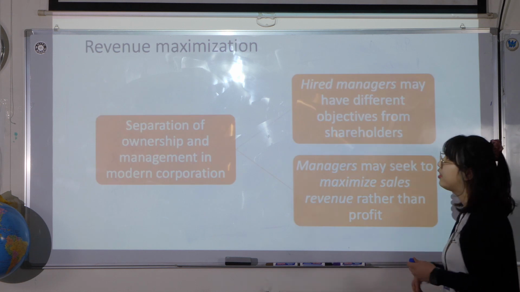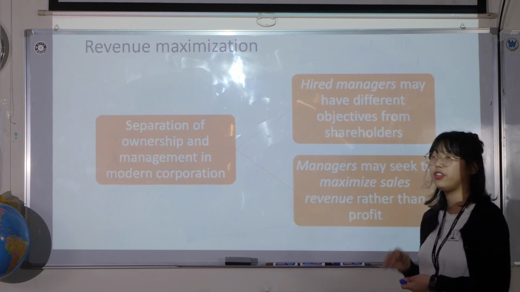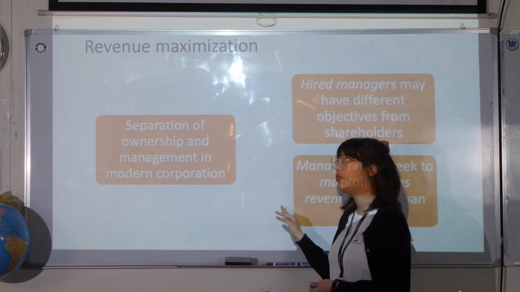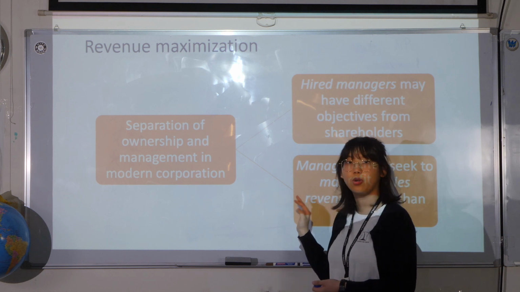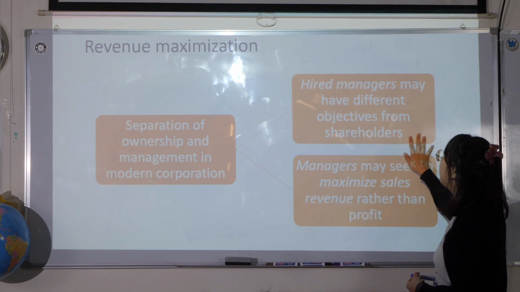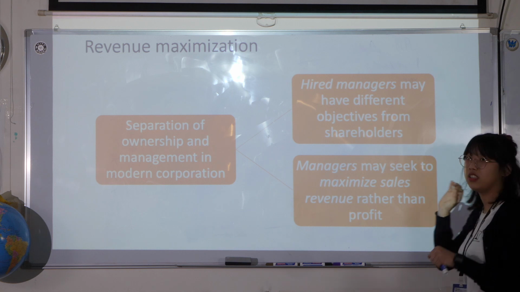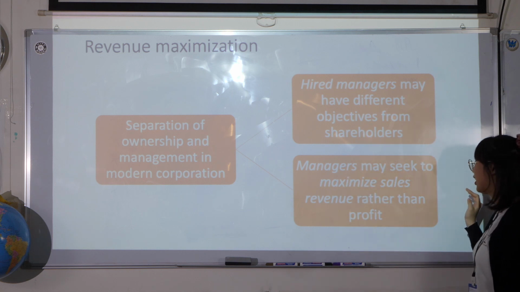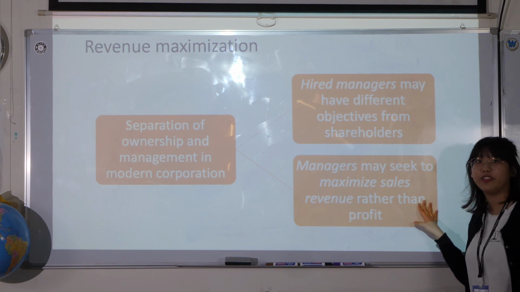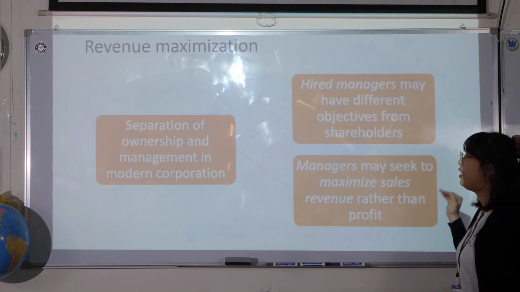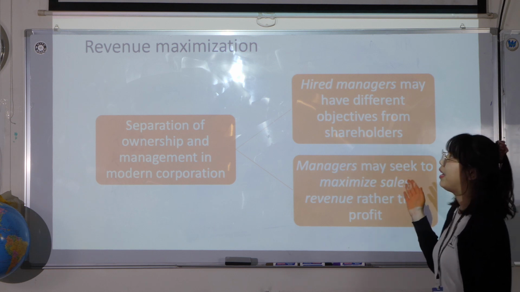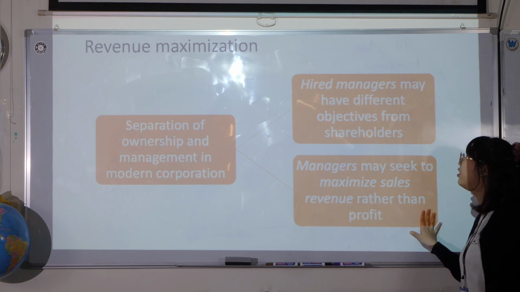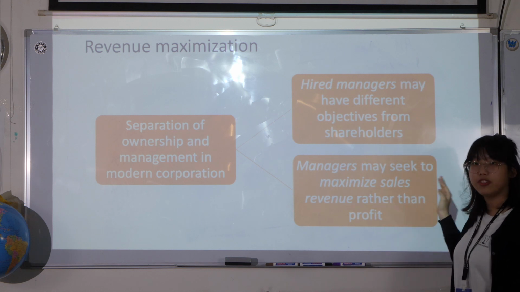There are some reasons for revenue maximization. First, you have to keep in mind that there is separation of ownership and management in modern corporations. Hired managers may have different objectives from their shareholders, and managers may seek to maximize sales revenue rather than profit. So these are the main reasons why a modern firm may undertake revenue maximization other than profit maximization. Let's move on.